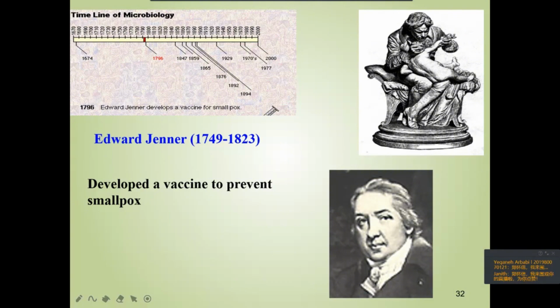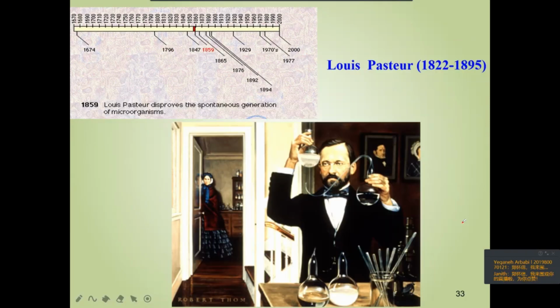Another hero, a big guy, is Louis Pasteur. Louis Pasteur was a French scientist, and he contributed a lot in the area of microbiology. For example, he proved that fermentation and putrefaction are caused by the growth of microorganisms. And also he disproved the spontaneous generation theory.